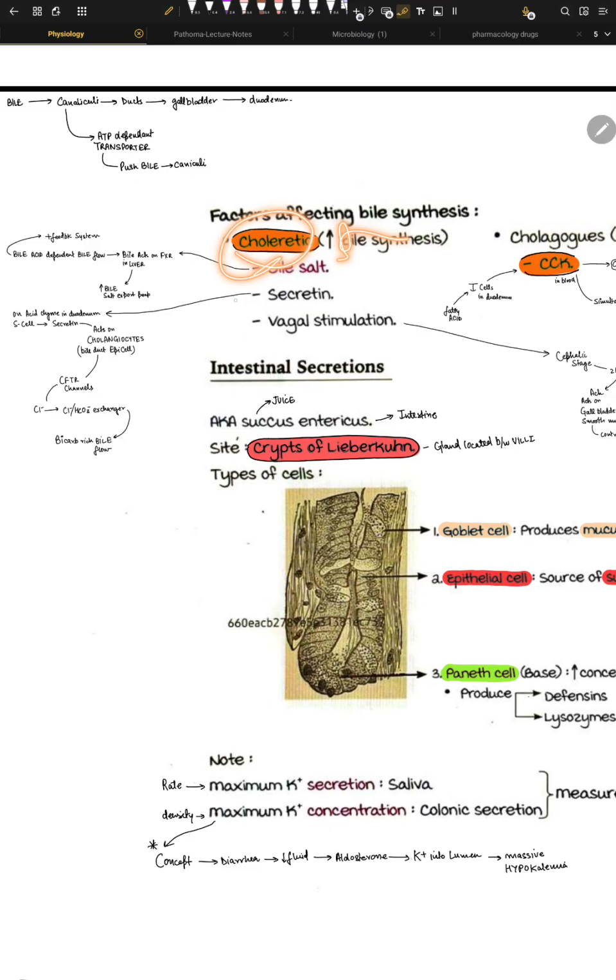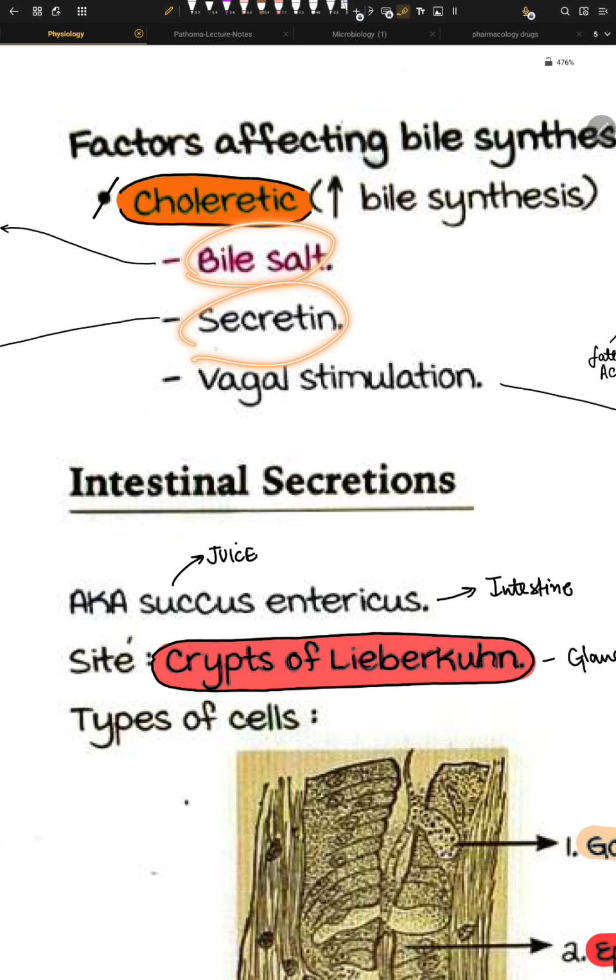So chemicals that are called choleretics increase bile synthesis: bile salts, secretin, and vasostimulation. We have three types of pathways. Bile salts work via direct stimulation of hepatocytes.